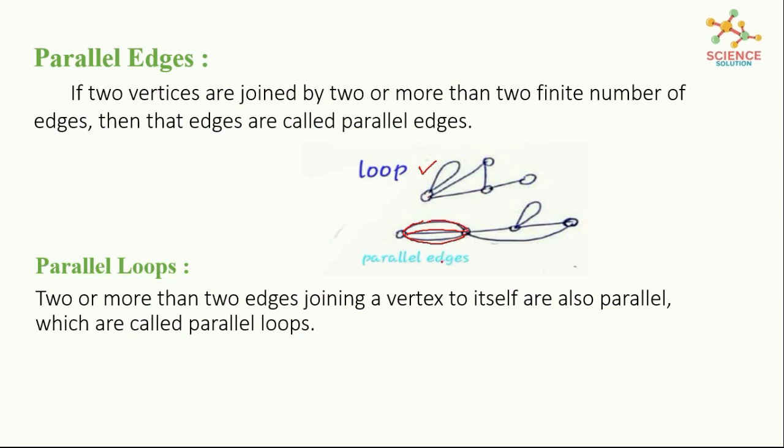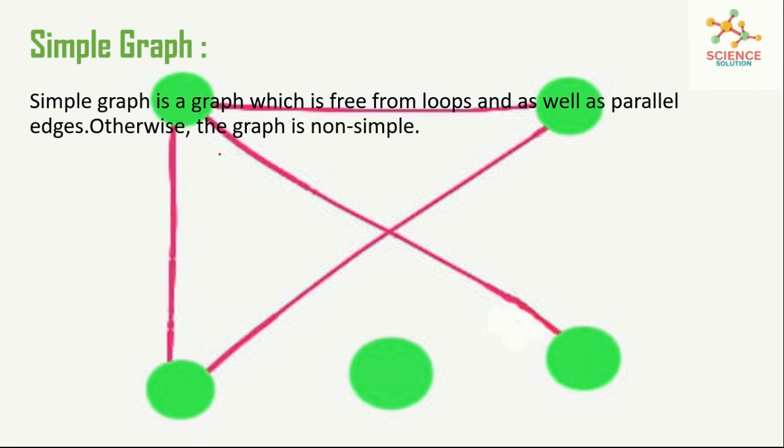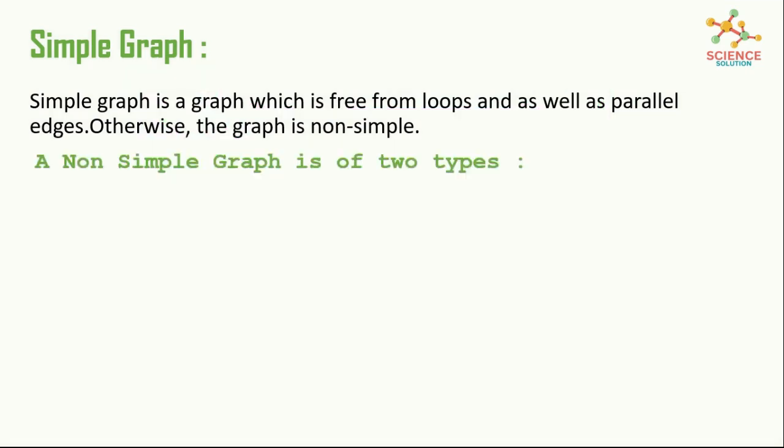Now we define simple graph and non-simple graph with types. Simple graph. A graph which is free from loops as well as parallel edges is called a simple graph. Otherwise the graph is non-simple. It means that in a graph, if there are no loops or parallel edges, this is called a simple graph, as shown in this figure. Otherwise, if a graph has loops or parallel edges, then that graph is called a non-simple graph.